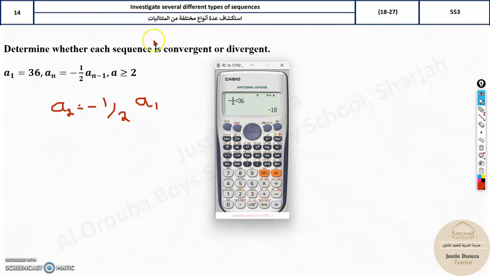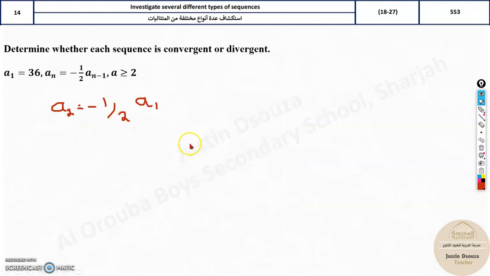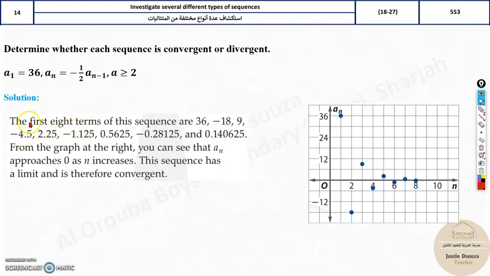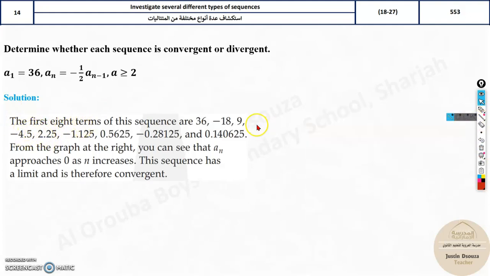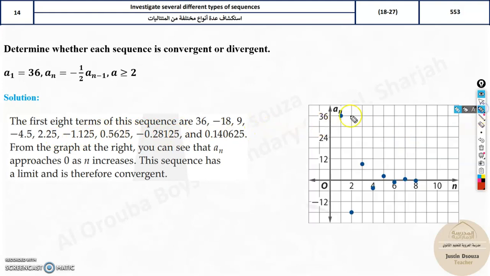Now it is 18. Next term, if you are to find a3, you need to multiply -1/2 with the previous term, that is 18. But this time it will be -18. So what happens over here? It will be -18. And the answer is 9. Then you have to multiply 9. It becomes 4.5, then 2.25, and then it just reduces. So now over here, if you look at it, you will get some negative values, some positive values. That's fine. But if you plot those points, what's happening?